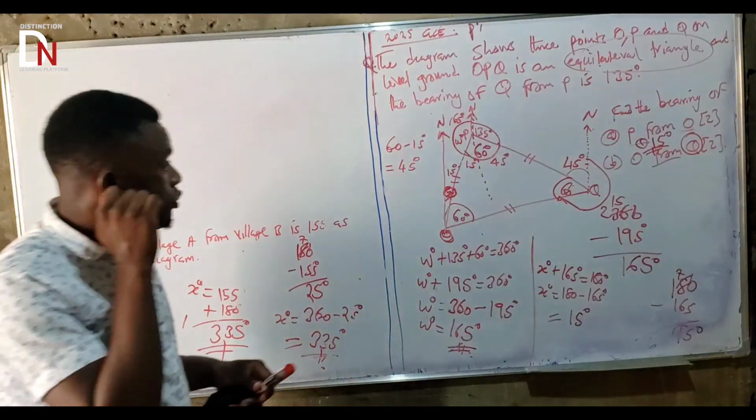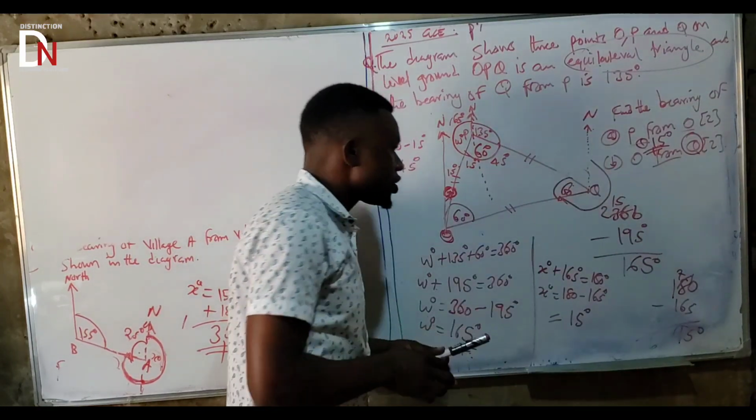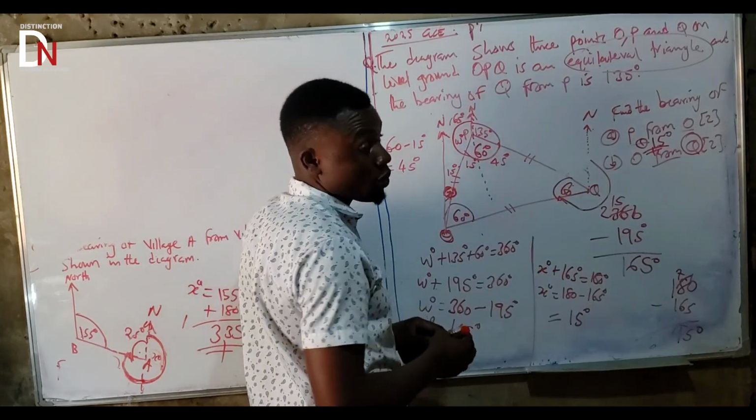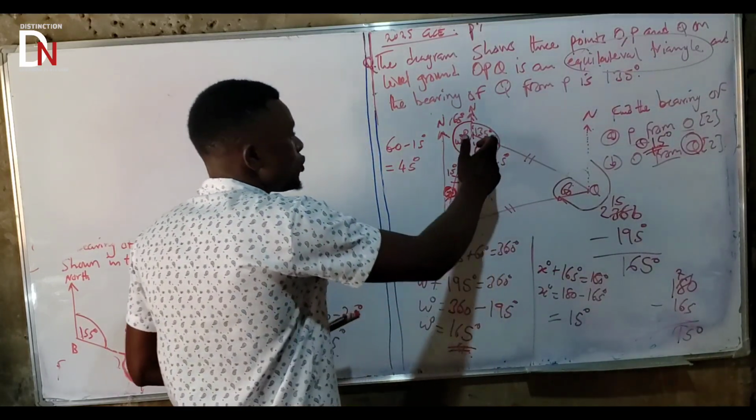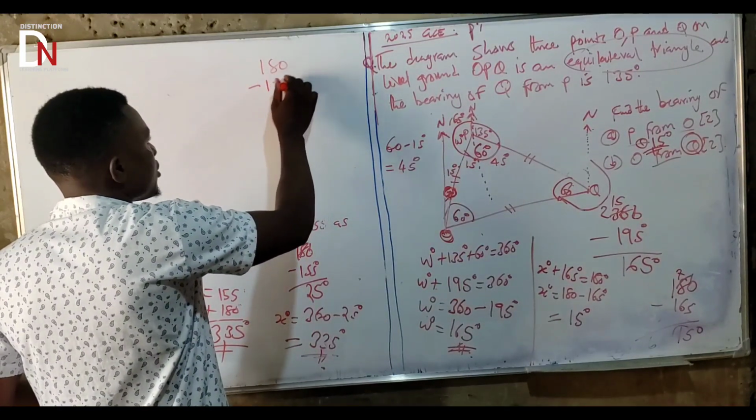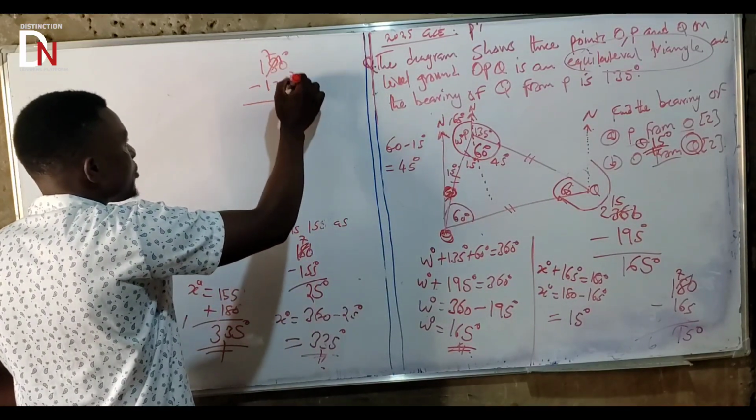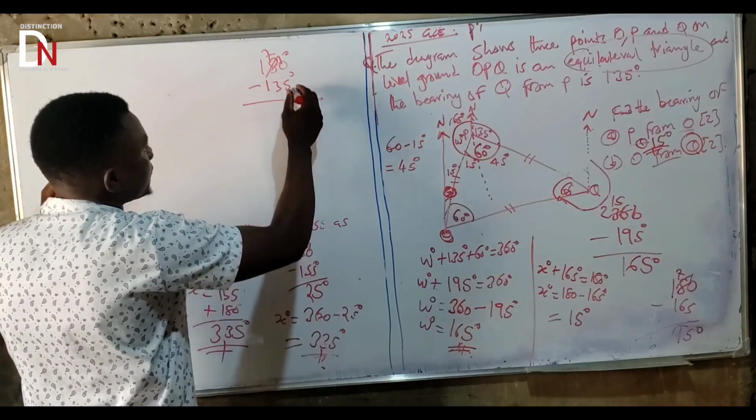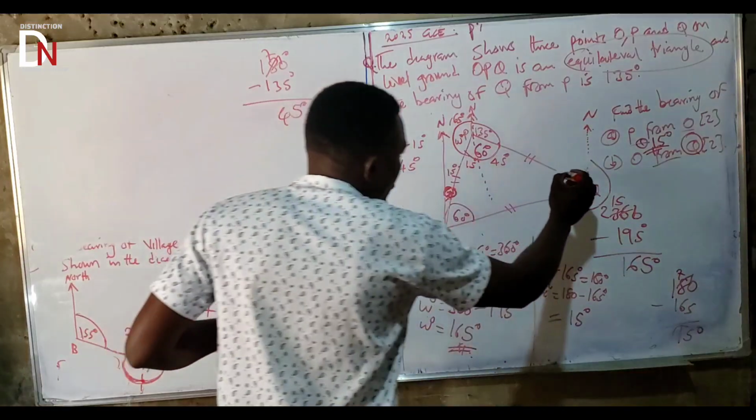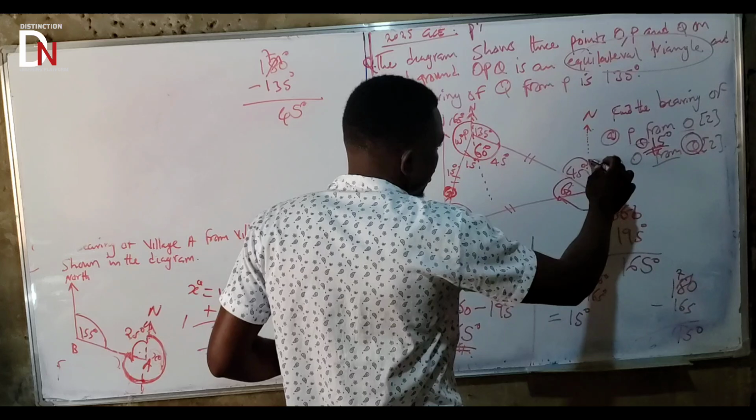Or if I don't want to do that, since I want to find this angle, I can say angles on a straight line add up to what? 180. So if this is 135, I'm supposed to say 180 minus 135 degrees. This is 8, this becomes 7, this becomes 10. 10 minus that, this becomes 5. 7 minus 3, this becomes 4. That is 0. You still get 45 degrees.